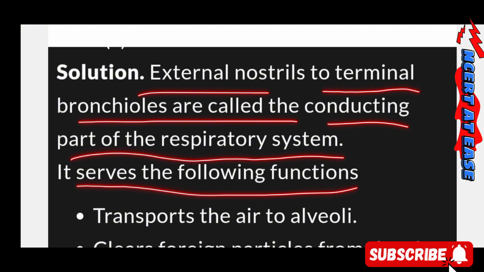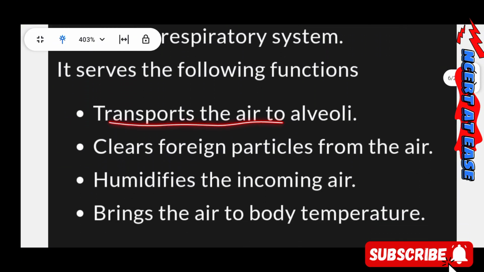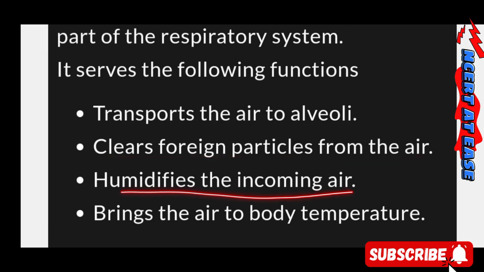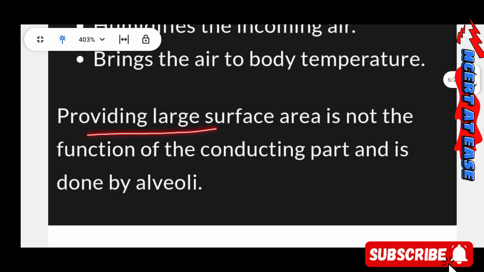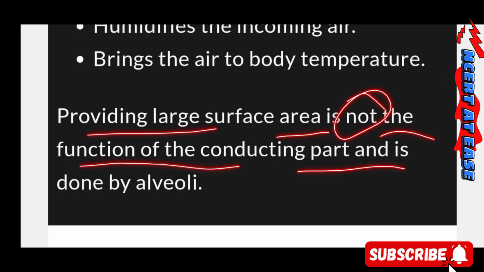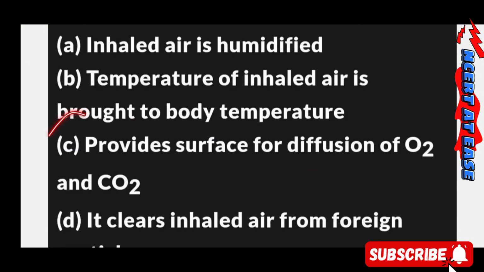It serves the following functions: transports the air to alveoli, clears foreign particles from the air, humidifies the incoming air, brings the air to body temperature. Providing large surface area is not the function of conducting part and is done by alveoli. So option C, provide a surface for diffusion of O2 and CO2 is the correct answer.